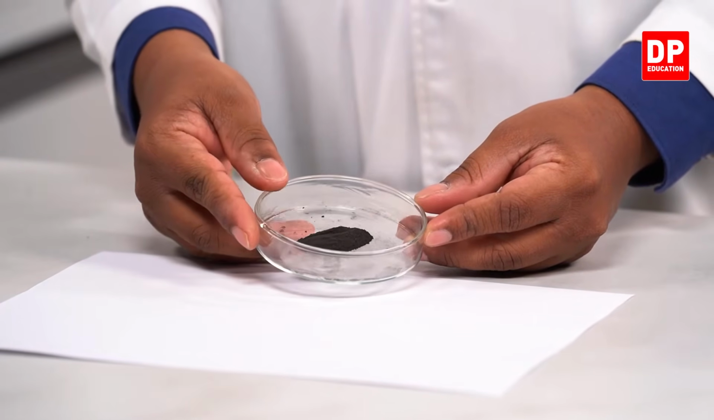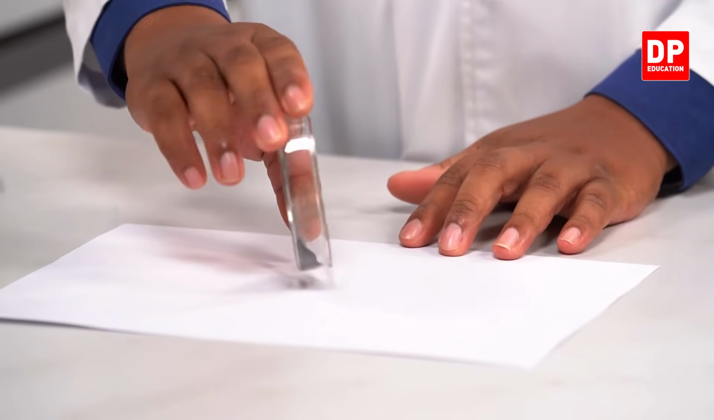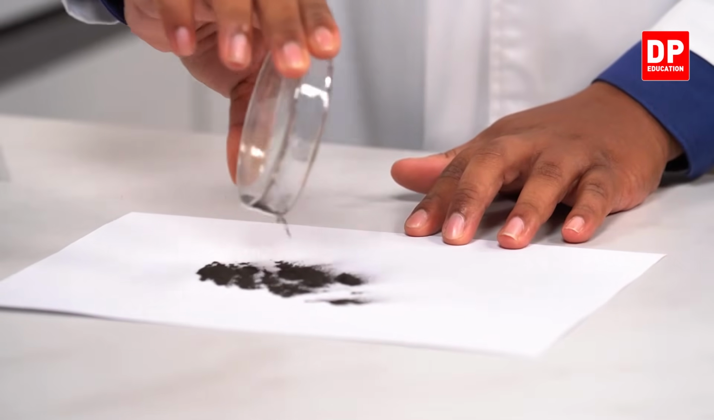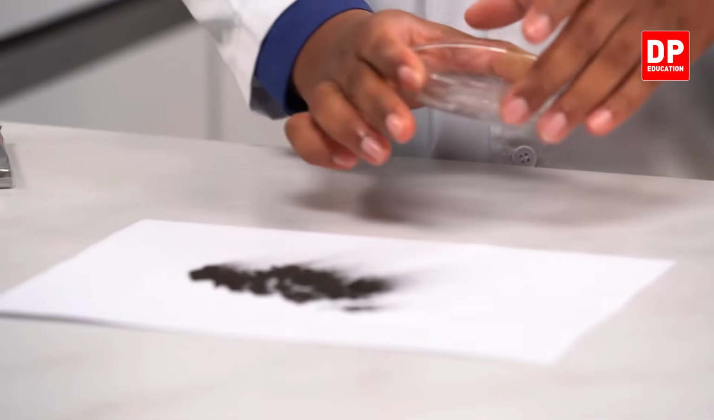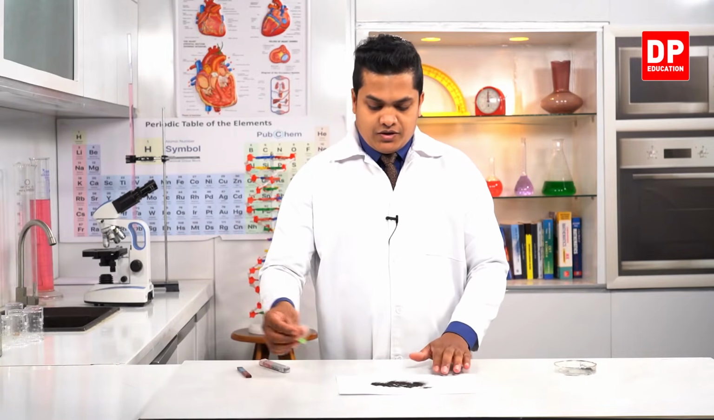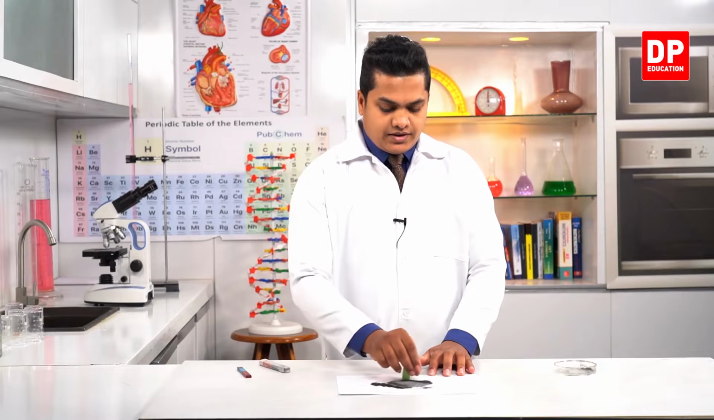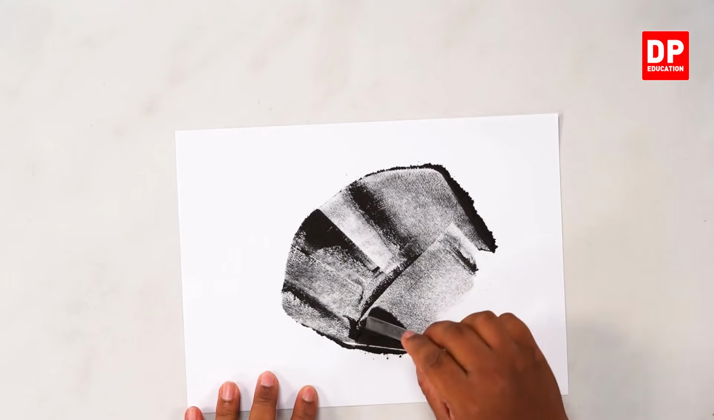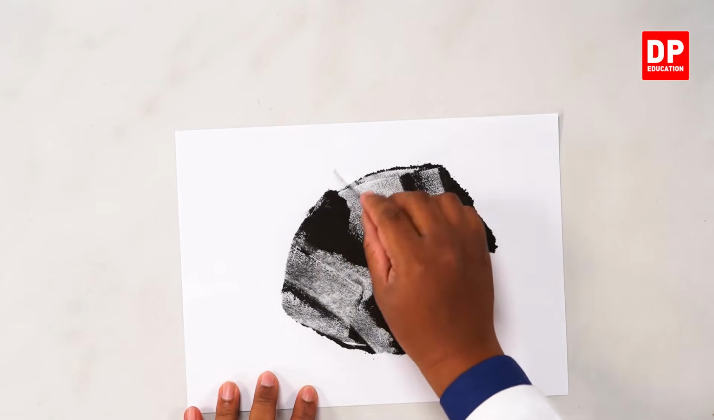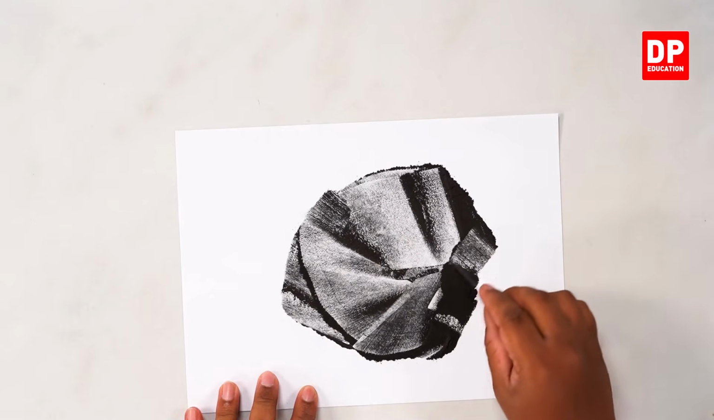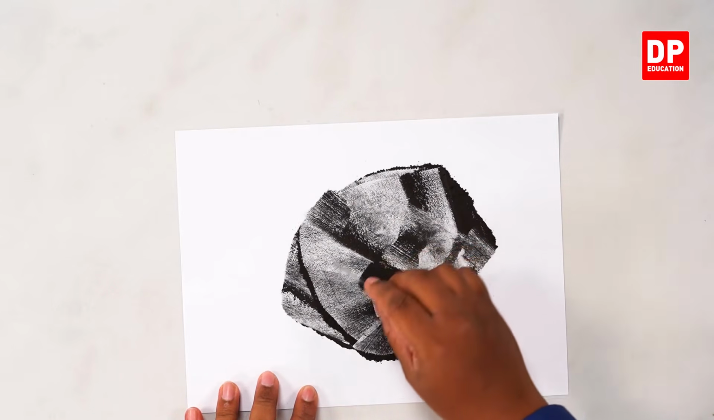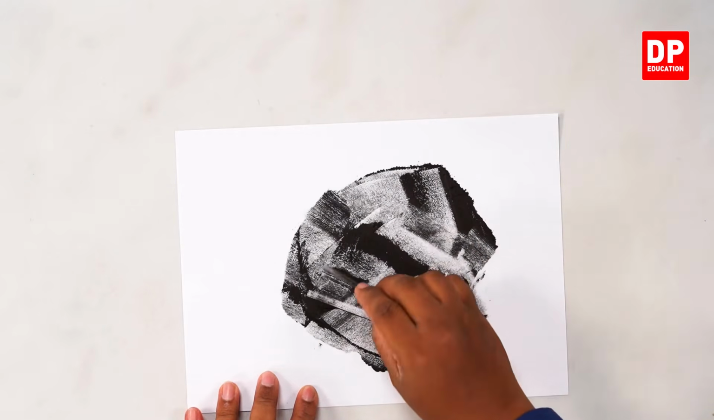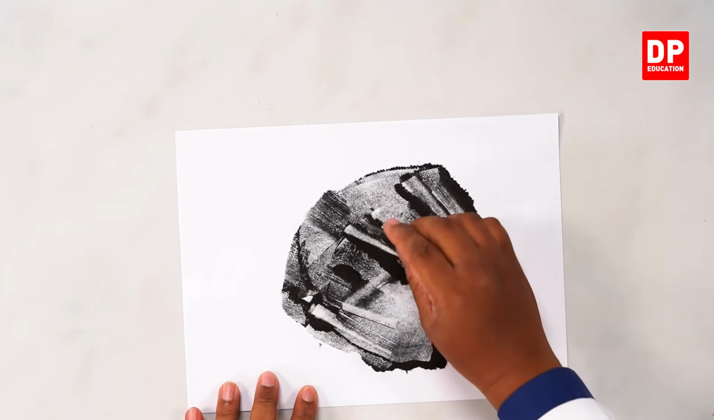I'm going to use these iron filings and spread them on this A4 sheet like this. I'll use a glass slide to spread this thing here and there. I'm going to spread it like this on the surface of the paper. On the surface of the paper, I have spread the iron filings, or the iron powder.